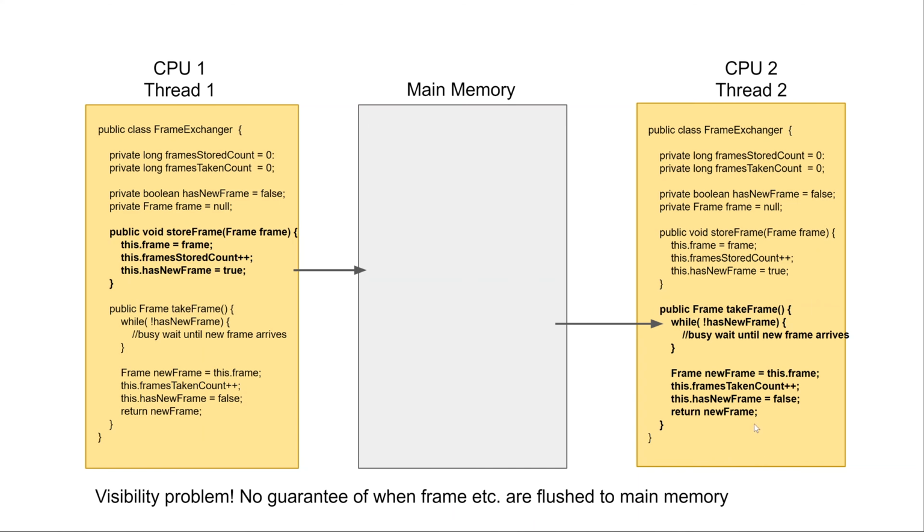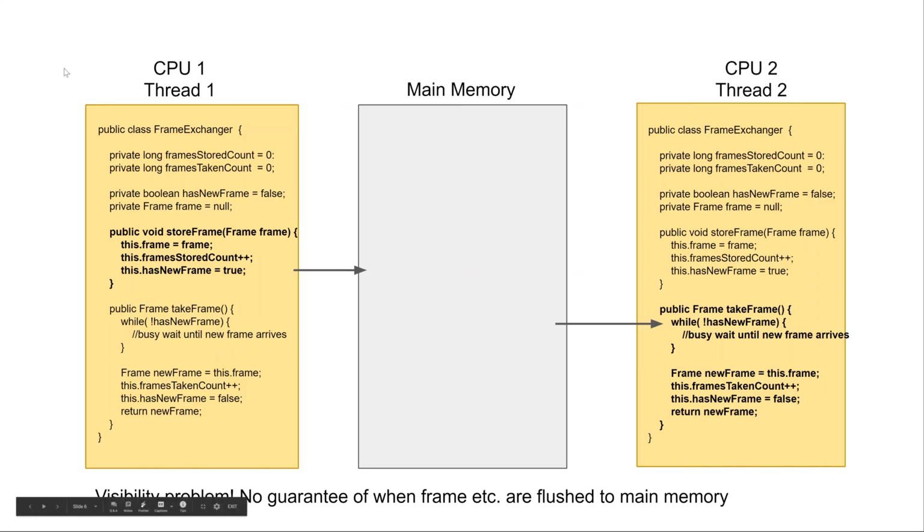The shared FrameExchanger instance is stored in main memory, but during execution the two threads make copies of the fields of the FrameExchanger instance, and these copies are stored in local CPU registers and caches. And to illustrate that, I have moved the code of the FrameExchanger out under the threads here in both sides. Just keep in mind that even if it looks like there are two copies of the FrameExchanger class here, there is actually only one, and it is stored here in main memory.